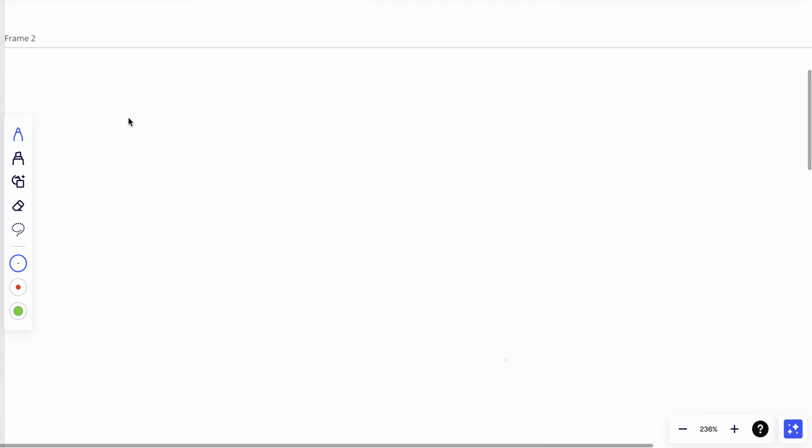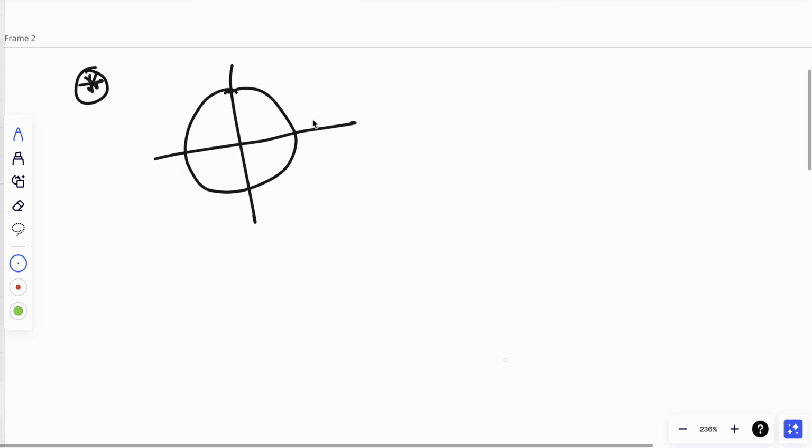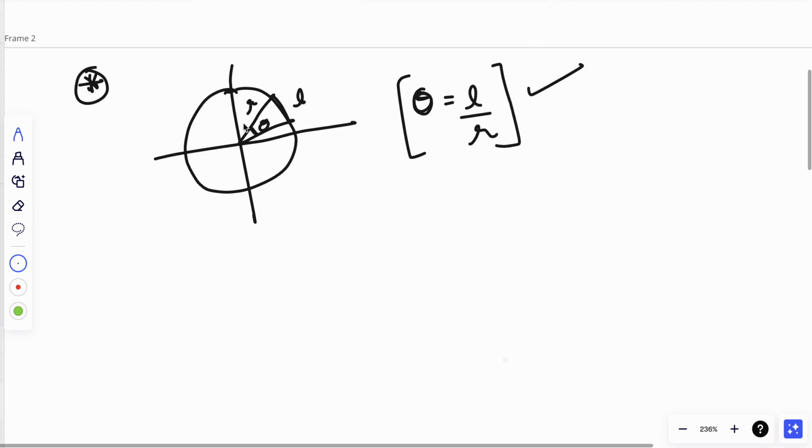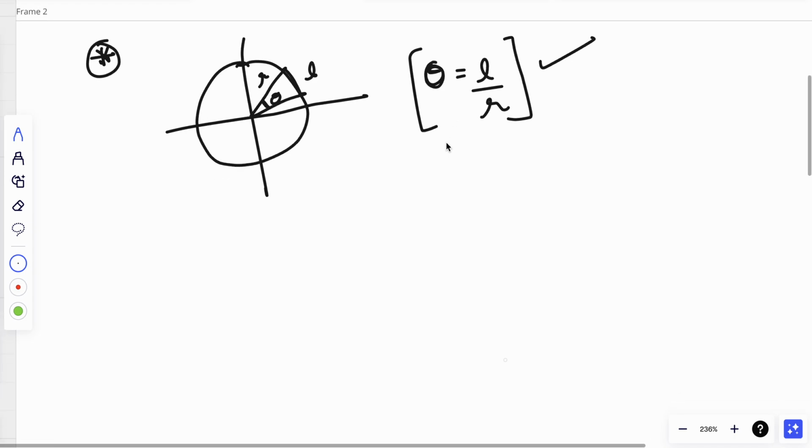So what do we do? First, a mathematician came and said, if there is a circle, and I have an angle theta here, the radius is r, and this length is suppose L, then theta is equal to L by r. We trusted him that if this L and r are known, theta is equal to L by r. He came and told us this, and we believed him.